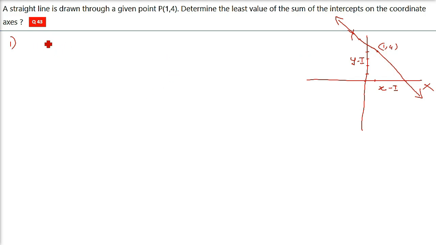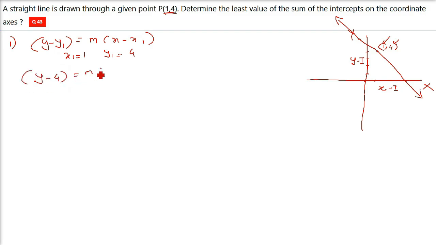What is the straight line equation? y minus y1 equals m times (x minus x1). The line is passing through (x1, y1) having a slope m. What is (x1, y1)? We already have it. x1 is 1 and y1 is 4. From where did we get it? It's already given in the question. So we are putting it in the equation. So y1 is 4 and x1 is 1.